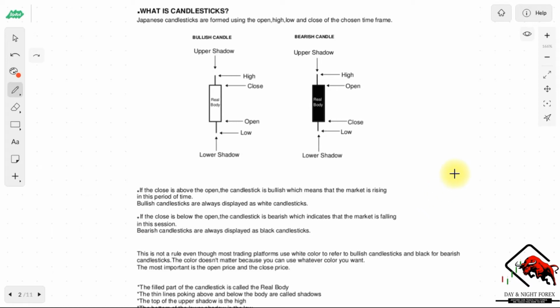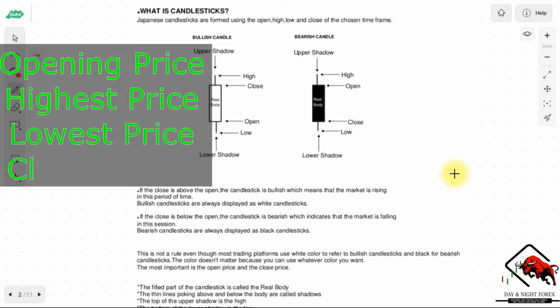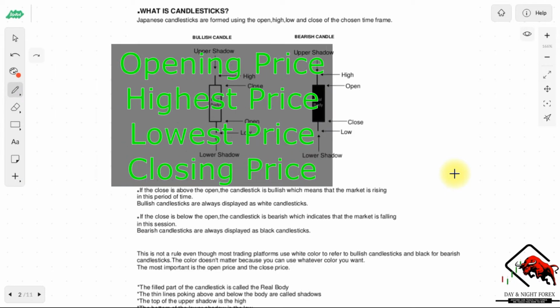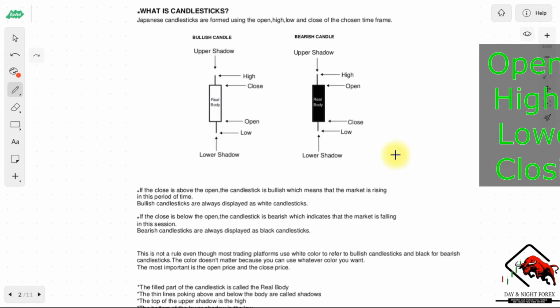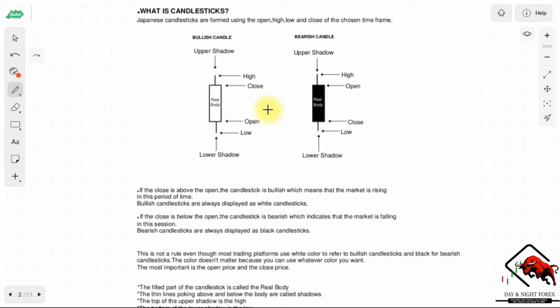Okay, so what exactly is a candlestick? A candlestick is shown by its opening, the high, the low, and the close, which basically leaves us with a visual illustration like what you're seeing right here on our screen. So this is how a candlestick looks, right? They have what we call the opening and the close.